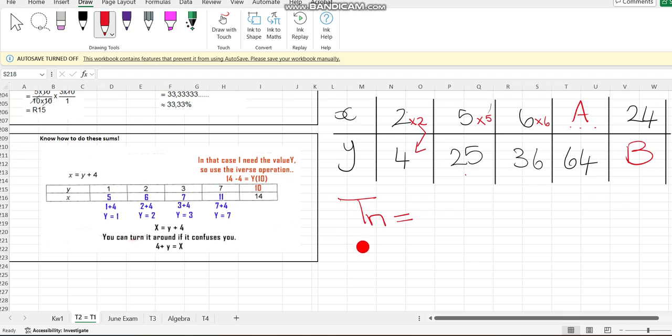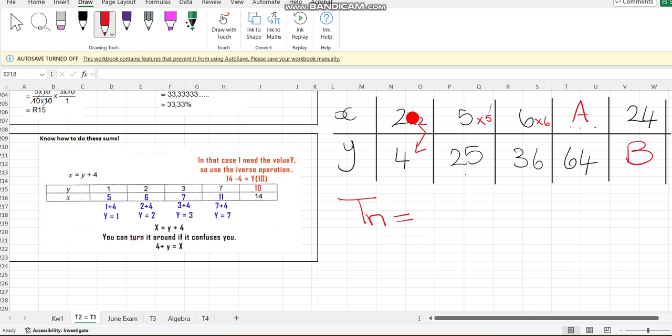The next question you will have is something like this. It would say, determine the number rule or the pattern rule. In Afrikaans, die algemene patroonreël vir die vorm van TN. Now, what does this stand for? TN stands for term number, term nommer. Okay, that's what that stands for.